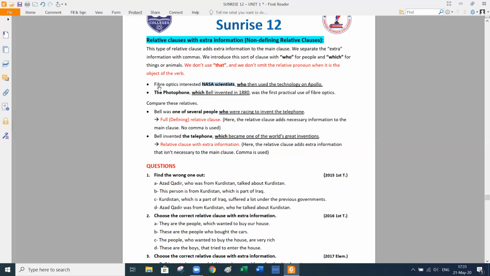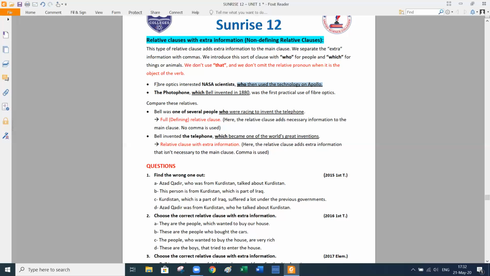So the object in the main clause here comes at the end of the sentence. That's normal. So the extra information is about NASA scientists. So I don't need to separate the main clause, because the noun that the relative clause is giving information about is already at the end of the sentence.